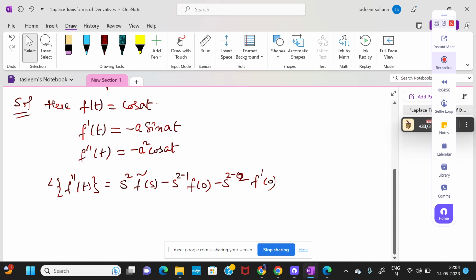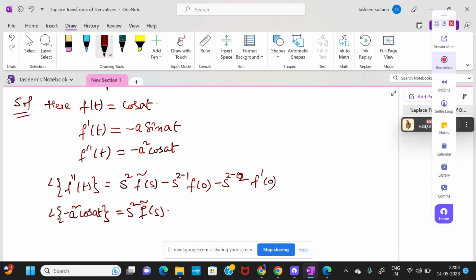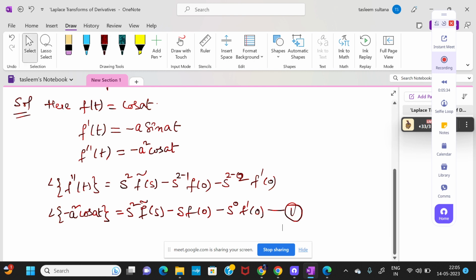So what I am going to get from here: L of f double dash of t is equal to minus a square cos at. L of minus a square cos at is equal to s square f bar of s minus s f of 0 minus s to the power of 0 f dash of 0. Now I need the value of f of 0. I will call this equation number 1. I need the values at zero, so I am going to substitute those values.